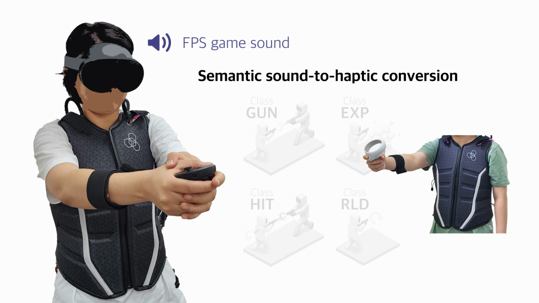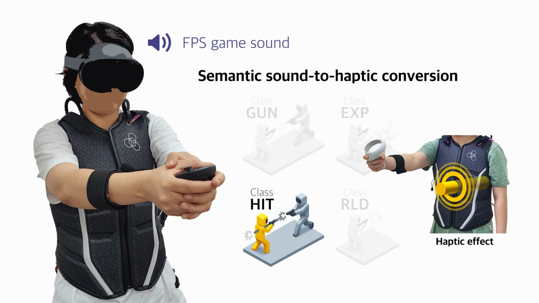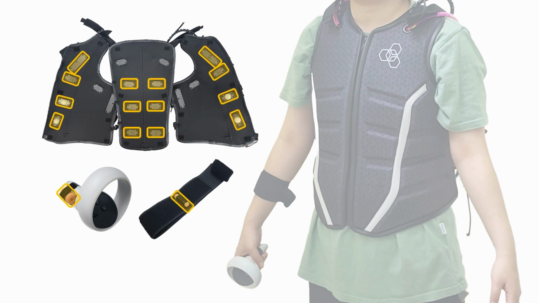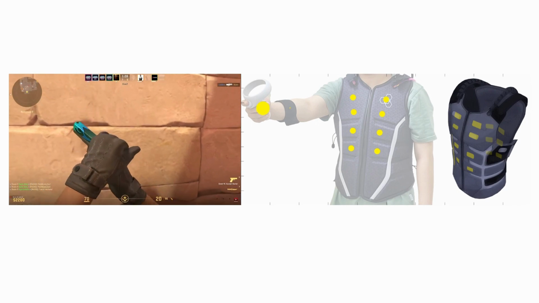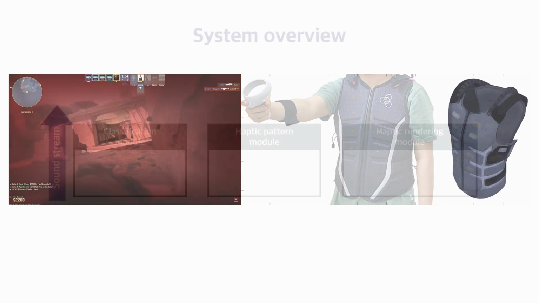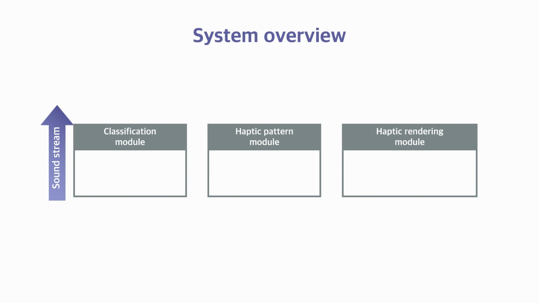To solve this, we propose a semantic sound-to-haptic conversion system. This system analyzes sounds in real time, figures out what's happening in the game, and then provides the player with appropriate full-body vibrations. For this, we use a haptic suit equipped with voice coil actuators, along with forearm straps and VR controllers. Here's a demo of our system.